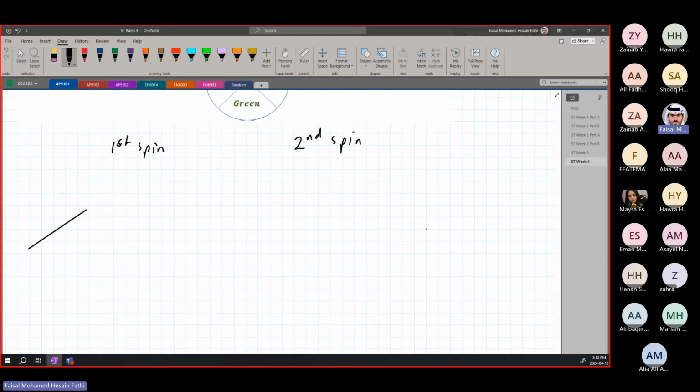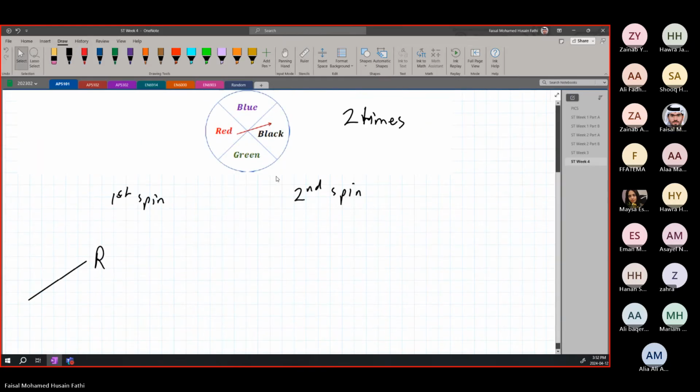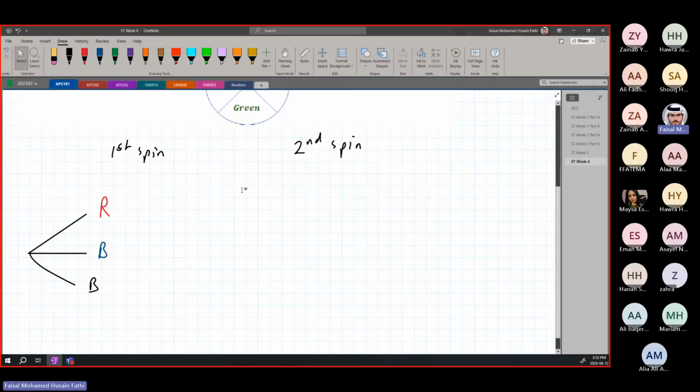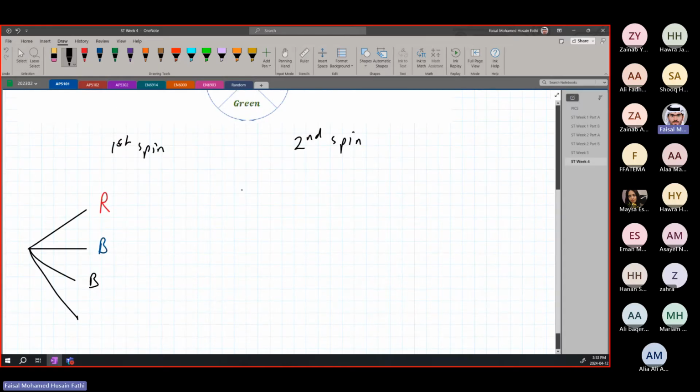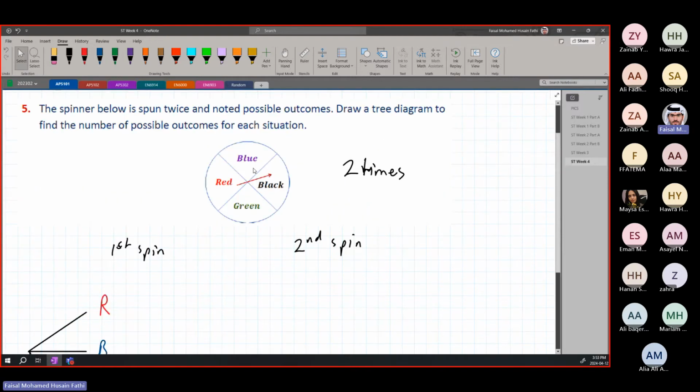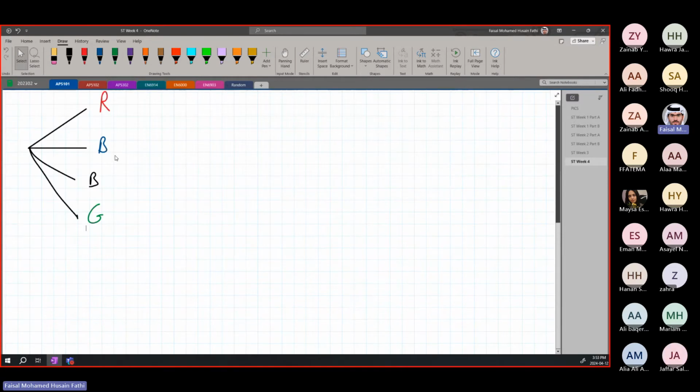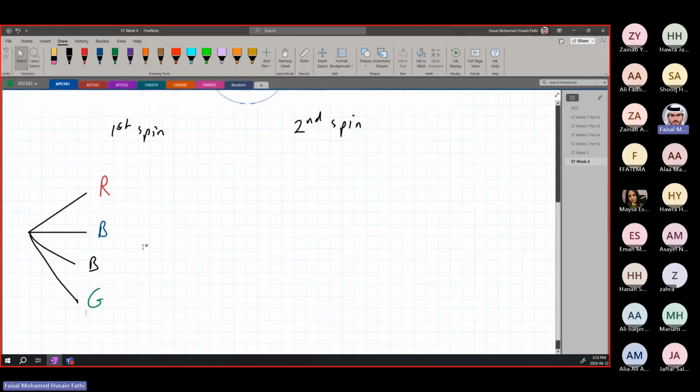So for the first spin, we're going to get red. Let me actually do it with colors just so there's no confusion. For the first spin, we can get red, blue, black, or green. We just spin the arrow and it will land on one of them. We don't know which one. It can be red, blue, black, or green.